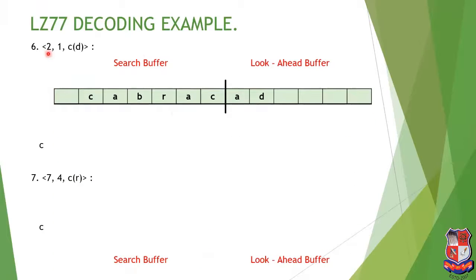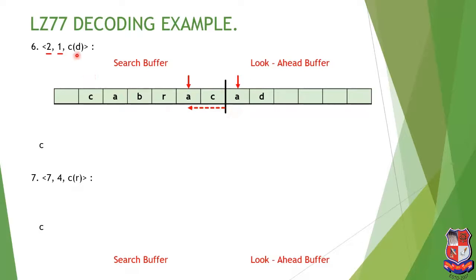Here our offset is 2, length of match is 1, and our code word is C of D. So our offset is 2. Here, 1 and 2. Our search pointer points at the symbol A, and the length of match is 1. Because the length of match is 1, we copy the symbol A from the search buffer to the look ahead buffer. See here, we copy that symbol A into the look ahead buffer.